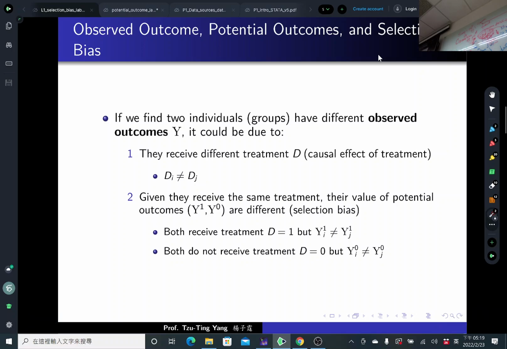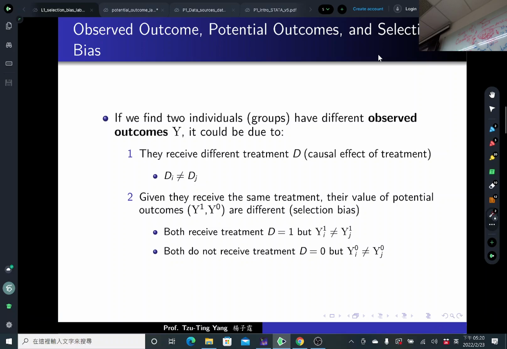But sometimes even if they all receive the same treatment, maybe the values of potential outcome are different. What does this mean? Suppose both receive the treatment. We just compare the same potential outcome for individual I and individual J. These are the same type of potential outcome, but their values might be different. And this difference is not due to the treatment, because we compare the same treatment's potential outcome, both Y1. So this difference reflects other factors.